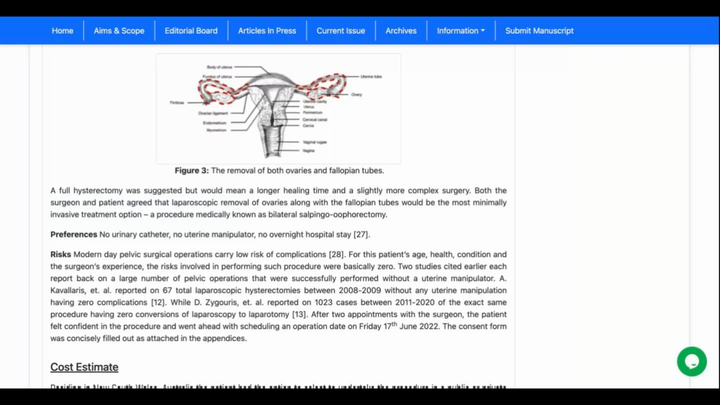But anyway, this patient: no urinary catheter, no uterine manipulation, and no overnight stay. So it was quite specific.